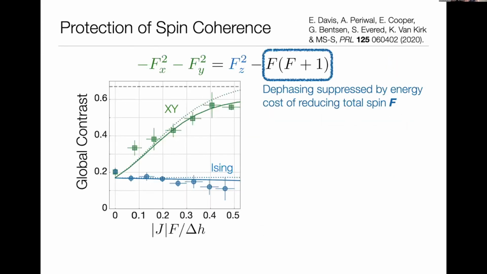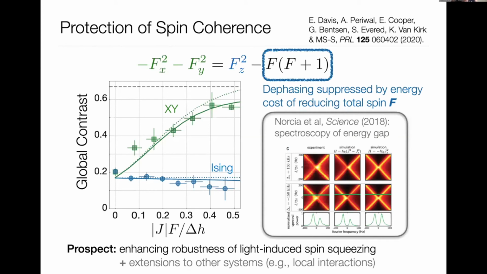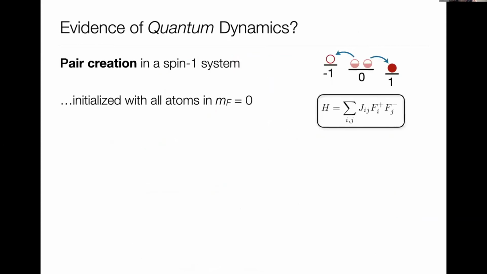So far, I think I'm running out of time, but I hope I can say a couple more things. Everything I've shown you so far is something you can understand in a fairly classical picture, and I want to convince you that there's also something more quantum going on. In the last couple of minutes, I'll show you some experiments where we're taking advantage of the fact that, I've swept this under the rug so far, we have in our lab a spin one system, which allows us to very naturally do some experiments that we can't simply understand in terms of the dynamics of some local magnetization.